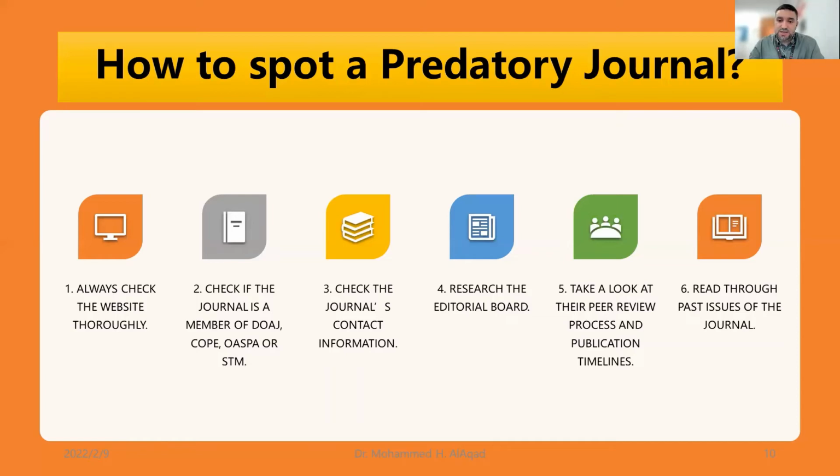Number five, take a look at their peer review process and publication timeline. Peer review is essential to uphold the quality of scientific articles and journals. Normally the peer review process is an important stamp of approval for the publication of academic research. When an article is published in a scientific journal, readers normally can assume the information published is reliable, credible, and has been evaluated by an editor. So you need to check the information on their website.